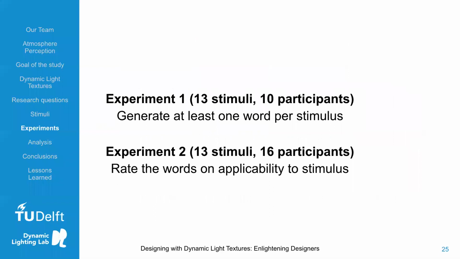We set up 2 experiments, and I will explain them in more detail in a second. For both of the experiments, we used 13 stimuli, and for the first experiment, we used 10 participants. We asked participants in the first experiment to generate at least 1 word per atmosphere created by the dynamic light textures. And in the second experiment, we wanted to use the words generated by the first experiment and ask participants to rate these words on their applicability to the stimulus shown, or the atmosphere created, actually.